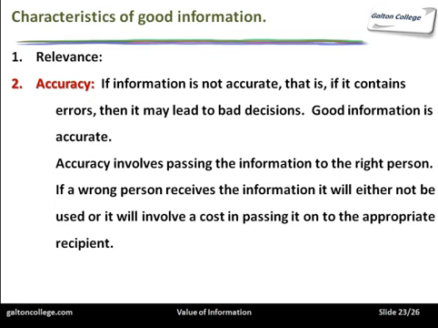Accuracy. If information is not accurate, if it contains errors, for example, then it may lead to bad decisions. Good information is accurate. And also, accuracy involves passing the information to the right person. If a wrong person receives the information, it'll either not be used, or it'll involve another cost in passing it back to the appropriate person.